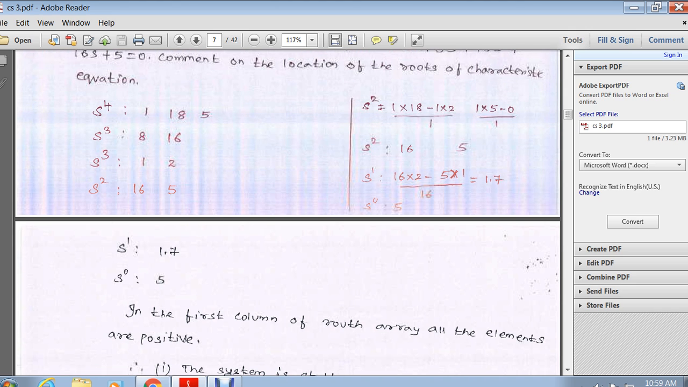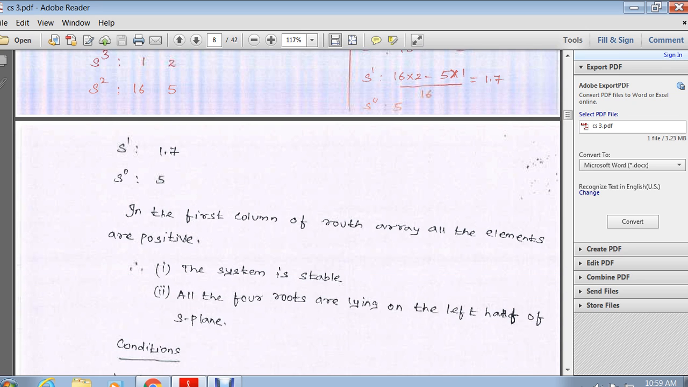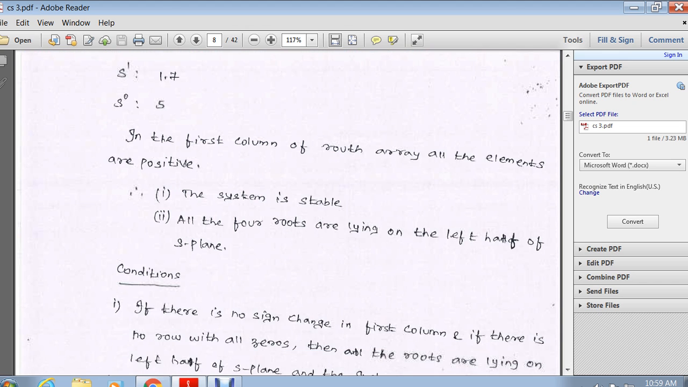If you observe this, this is the first column of the given Routh array. In this case, there is no sign change in all the powers of s, so these will be purely positive values. So the system is said to be stable, and the roots are lying on the left side of the s plane. This is the way to determine the stability of any system.